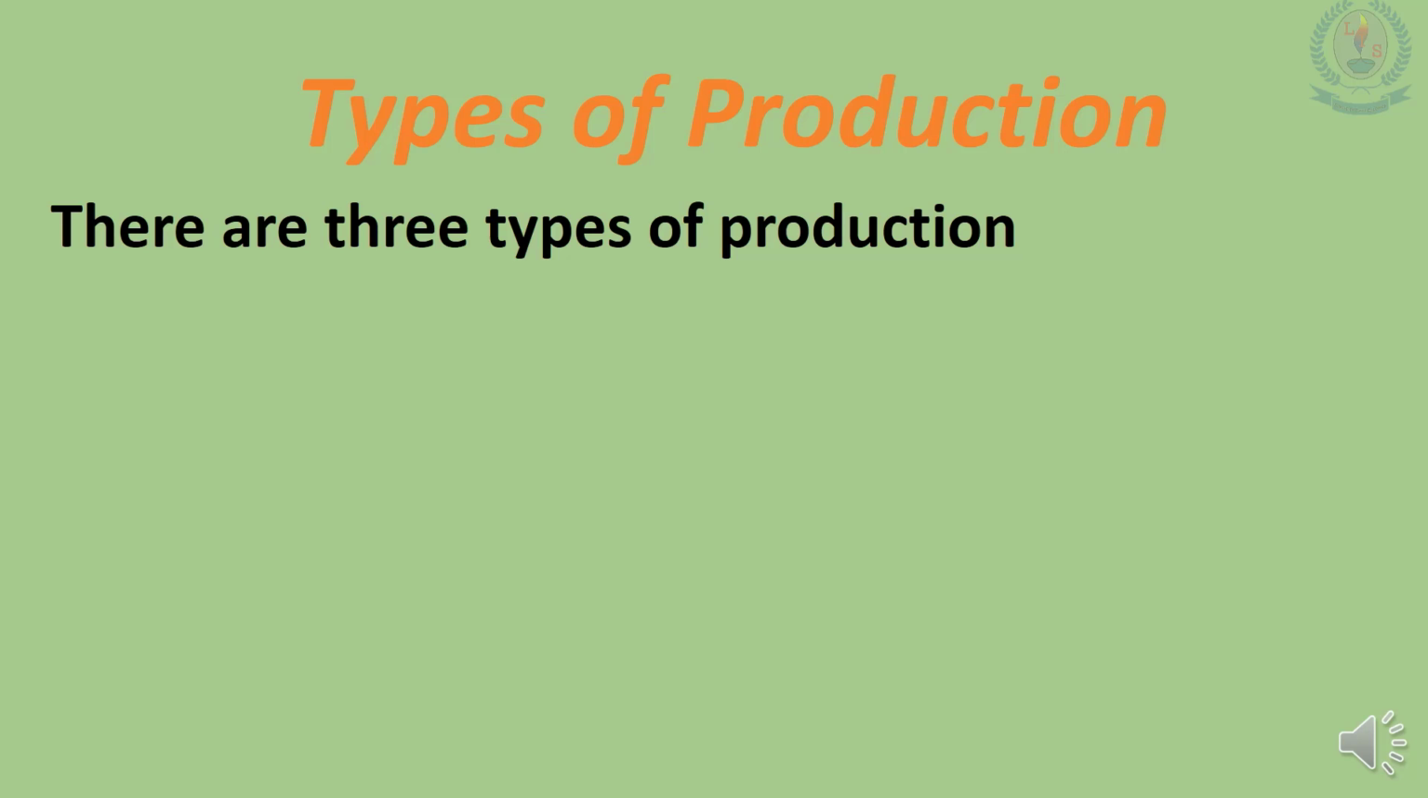Types of production. There are three types of production. The first one is the primary sector. This is the first stage in any production process. It is concerned with obtaining or extracting natural resources from the earth, such as minerals, fuel, raw materials or food.